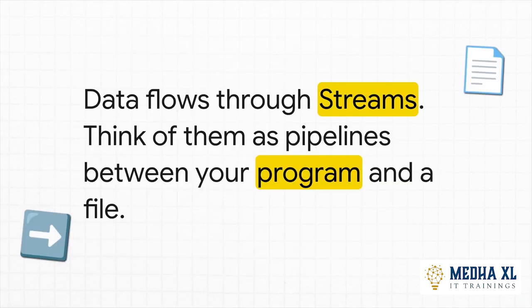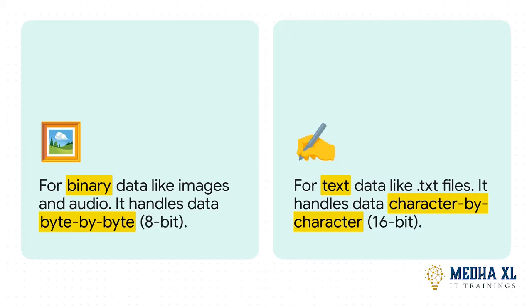Now, to get data from your program into a file and then back out again, Java uses a concept called streams. And honestly, the best way to picture a stream is like a pipeline. It's a one-way street for data. When you're writing to a file, data flows out through an output stream. When you're reading, it flows in through an input stream. And you've basically got two main flavors of these pipelines.